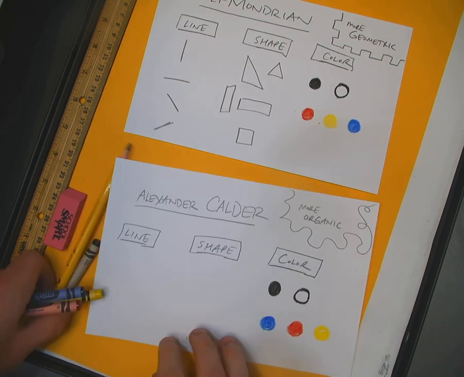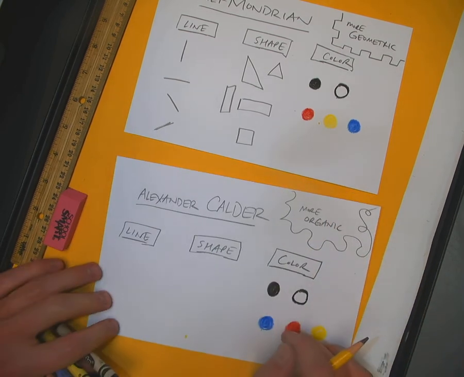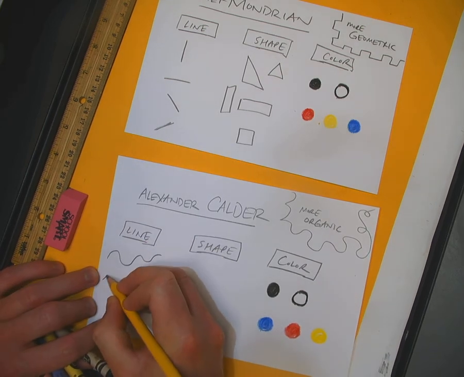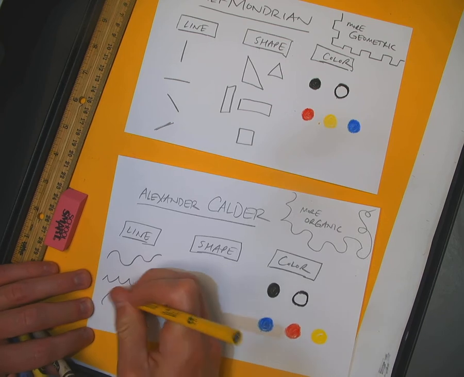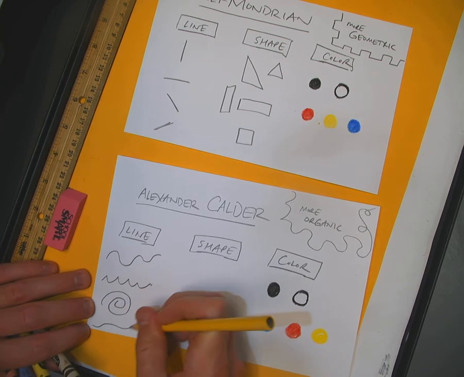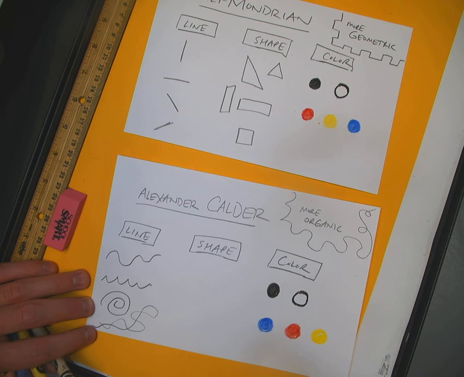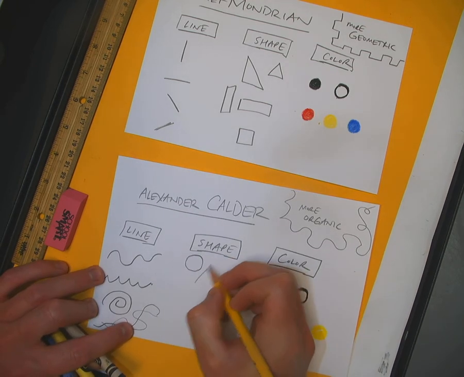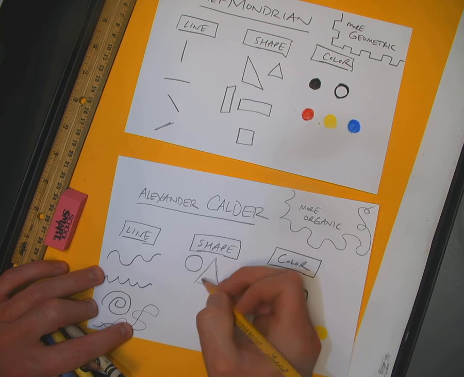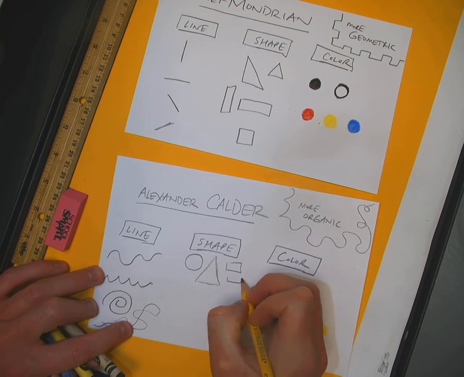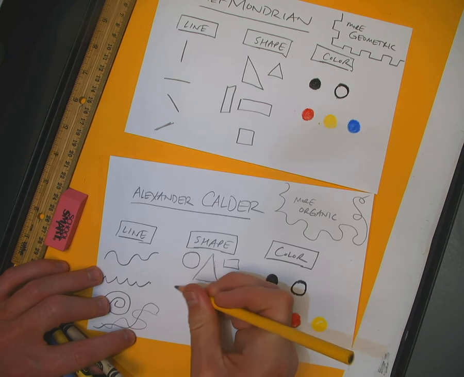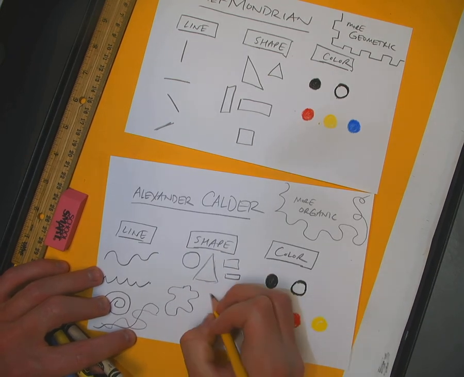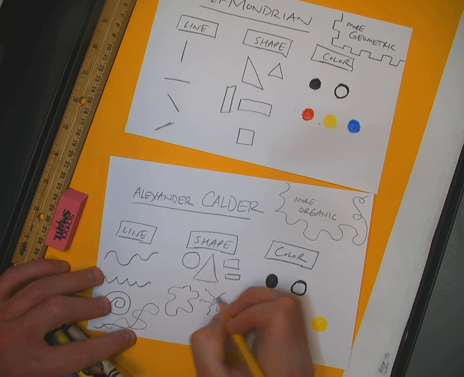And then for his organic lines and shapes, wavy, curvy, even some spirals, some squiggles, even some scribbles. Shapes, he still uses some geometric shapes like triangles and circles and squares and rectangles, but his organic shapes could be like what you see under a microscope, or like a paint splat, or who knows what.